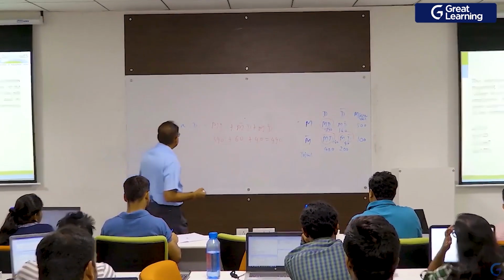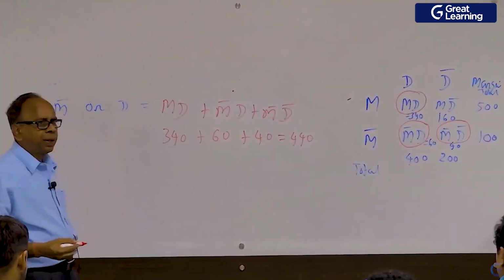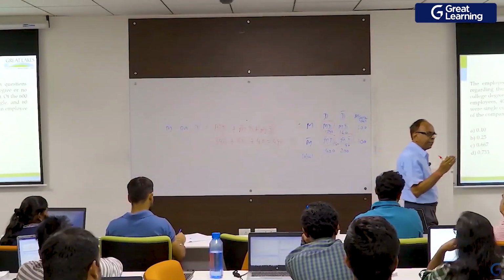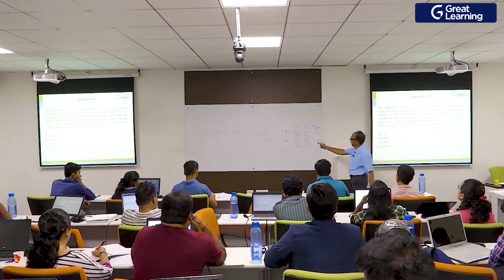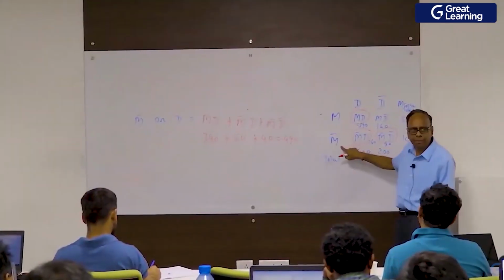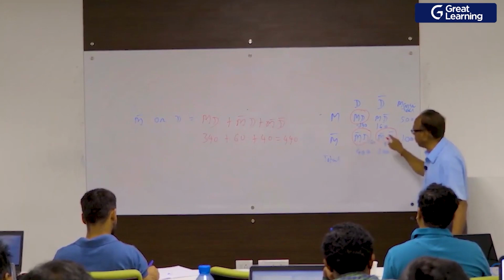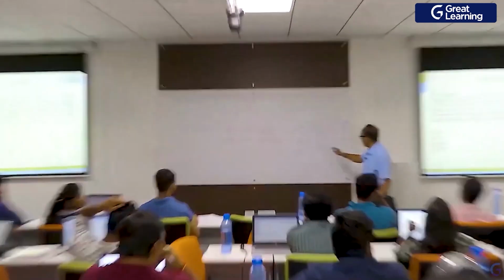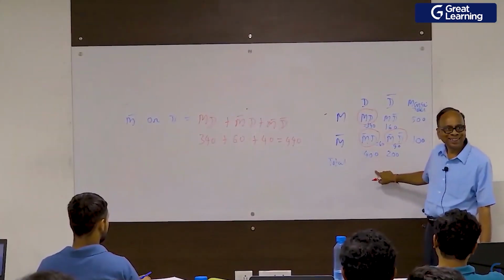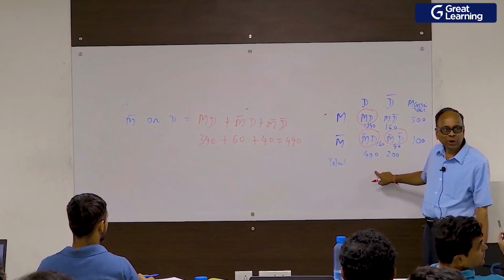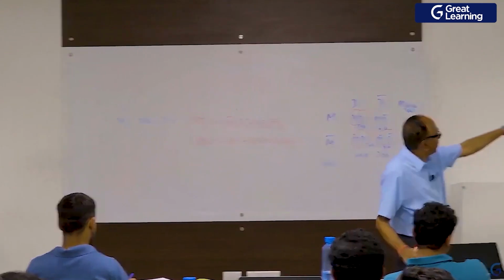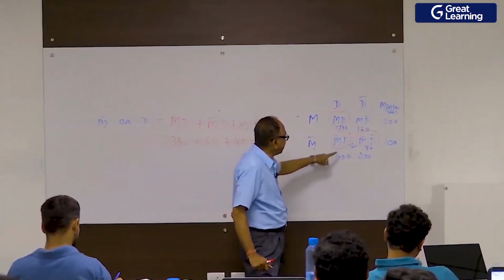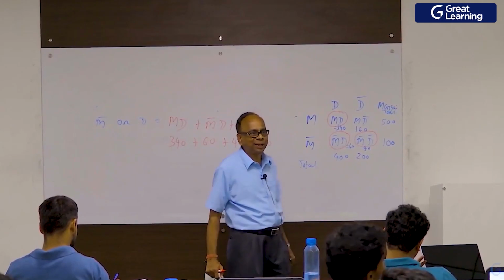In other words, what is M bar or D? M bar is single. So M bar occurs with D, that is this cell. I want to find out M bar. M bar occurs in both the places. Which one? That is because this is 60, this is 400. The question has given 400 at college degrees. This is 400. Since this is 60, by subtraction I am saying this is 340.